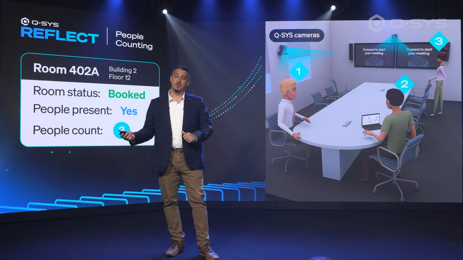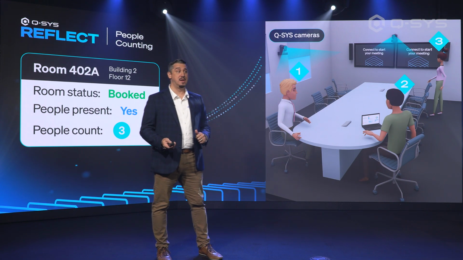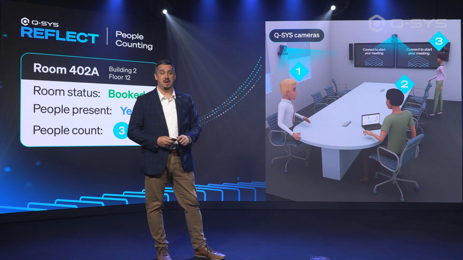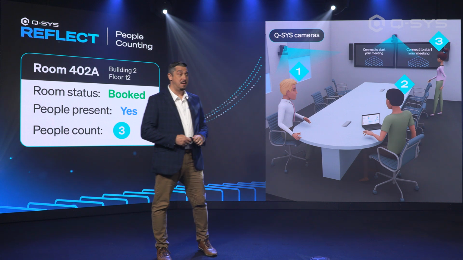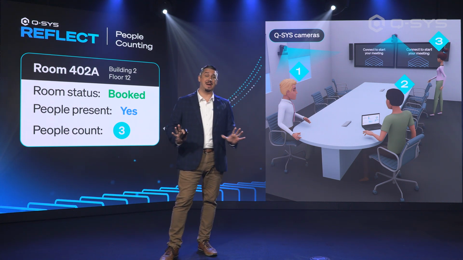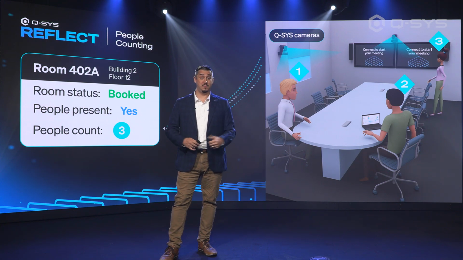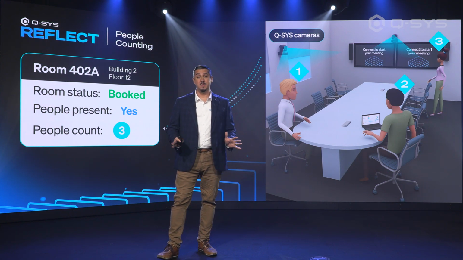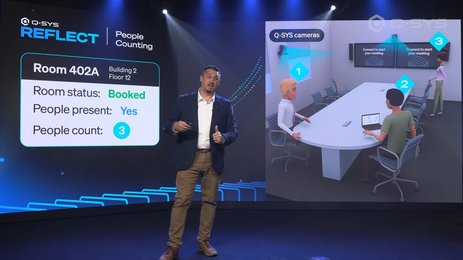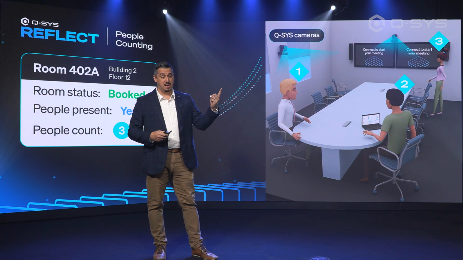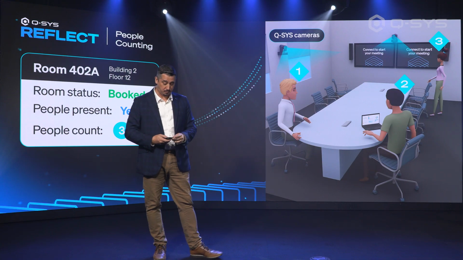Now, once we know that a space is booked, the next thing that's going to be really interesting is telling whether or how many people you have in a space. And for that, we're first going to leverage the power of our NC cameras. Again, if you have NC cameras today, you don't have to buy anything new. You may have to enable face counting if you're not already using it, but if you are already using it, you won't have to touch a thing. Just by being connected to Reflect, you're going to get this face counting information in Reflect. And then what you're going to have in Reflect is whether or not your space is booked, are there people in the room, and how many people in the room.